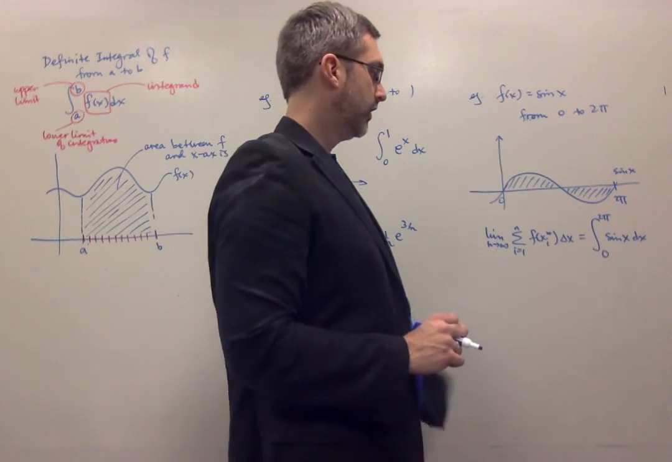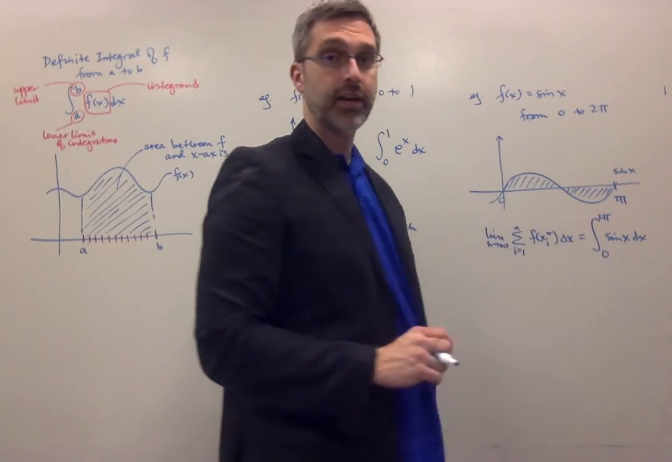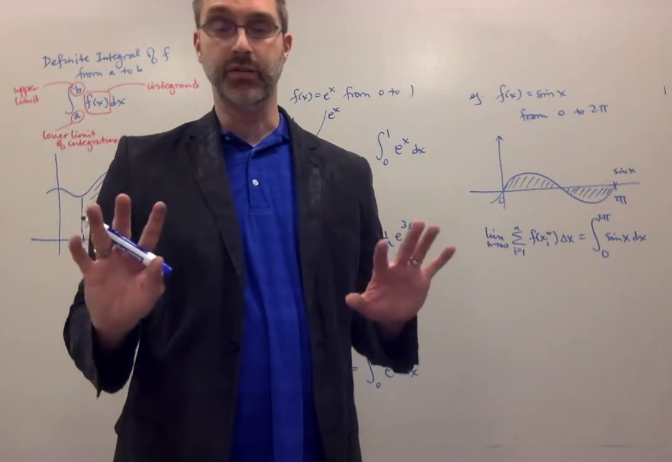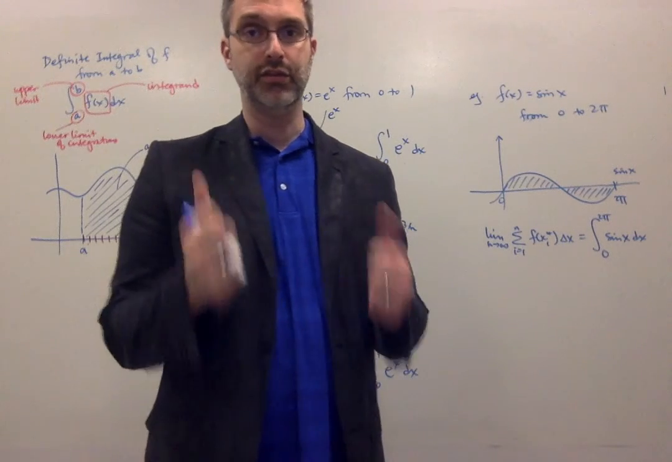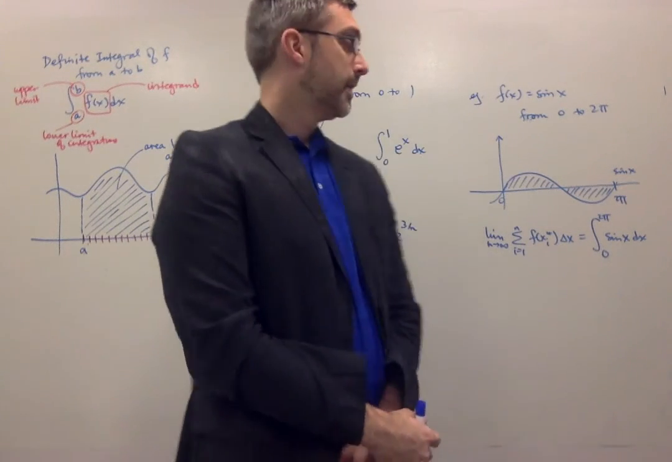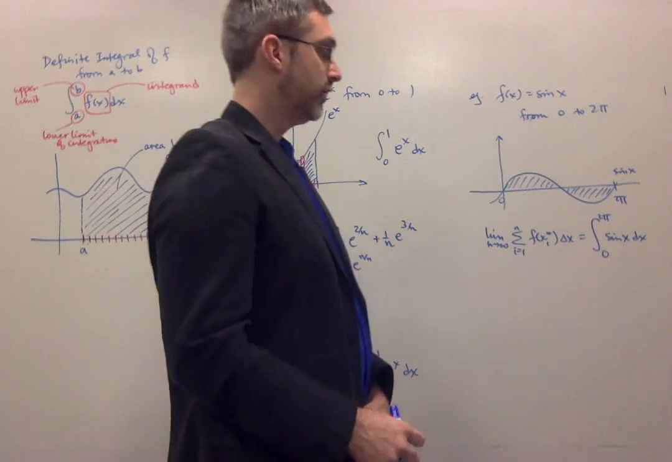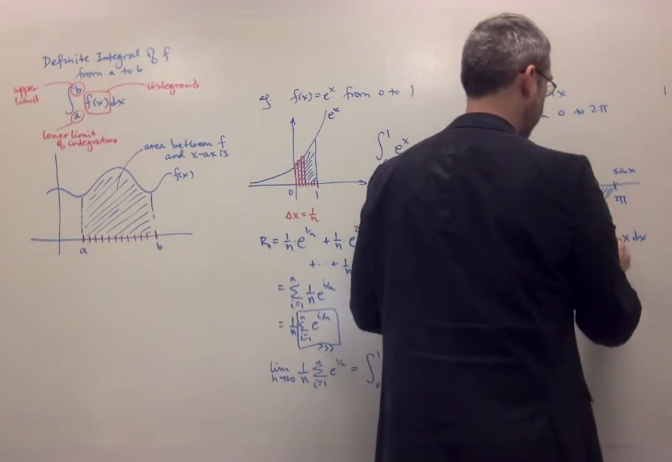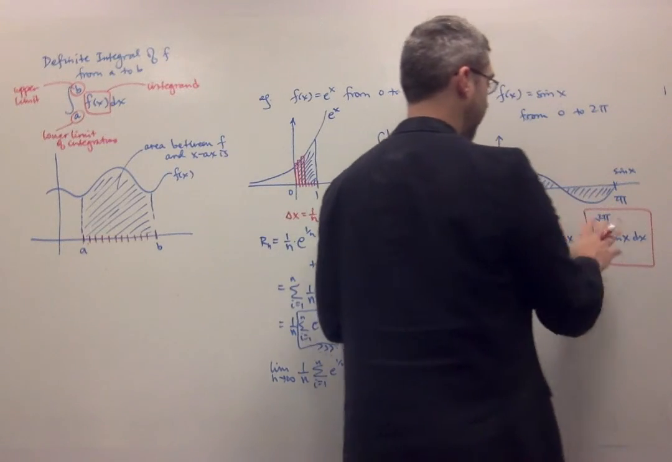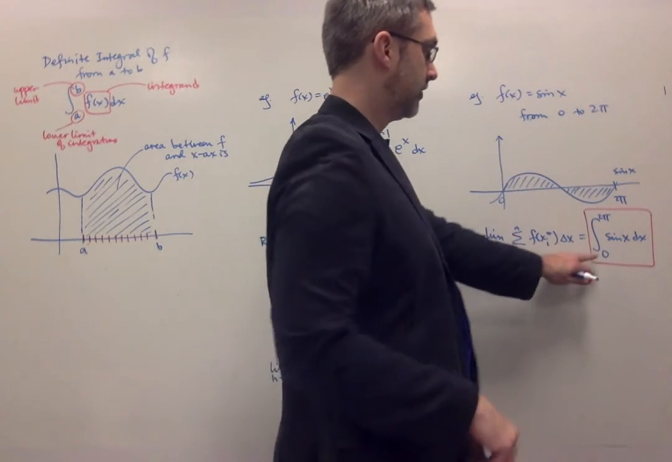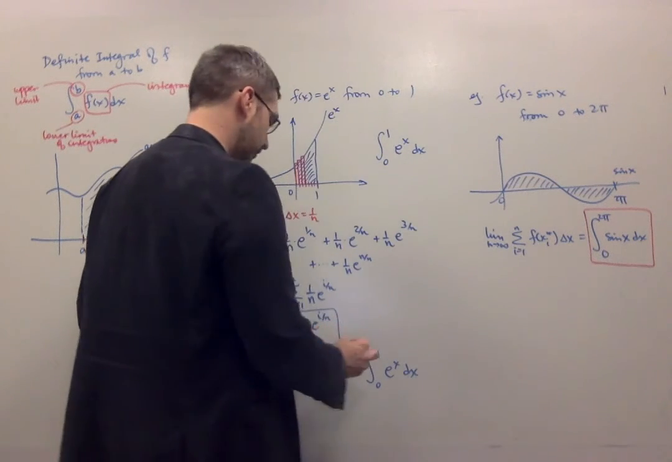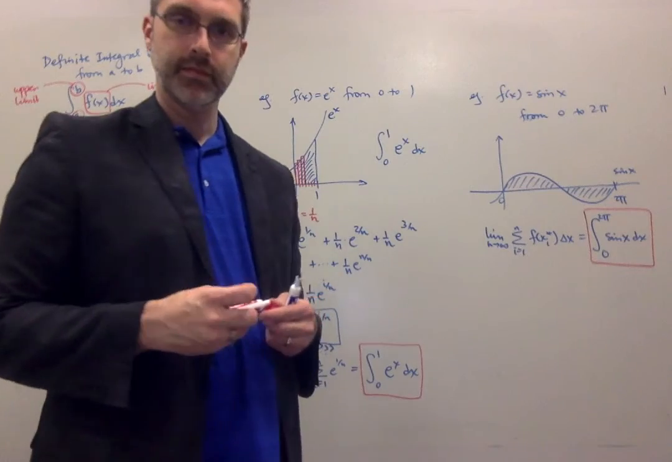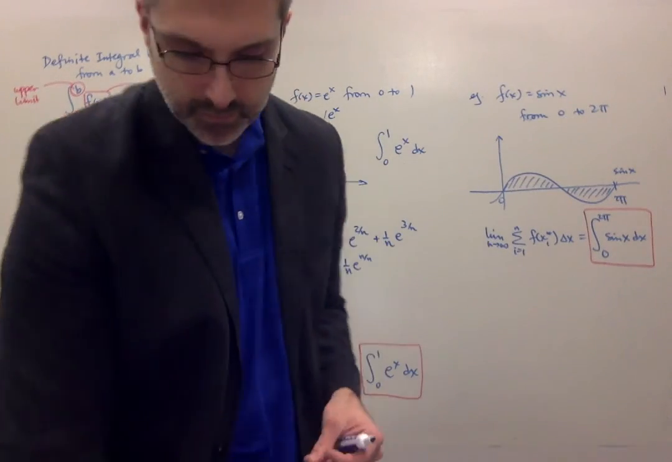We don't have any nice way to calculate this limit right now. We will next week. We'll have a really nice way to calculate this without having any limits at all. It's going to be super nice. But for now, what I want you to get used to is just this notation for the area. The area between the function and the x-axis is notated this way. Got it? Okay.